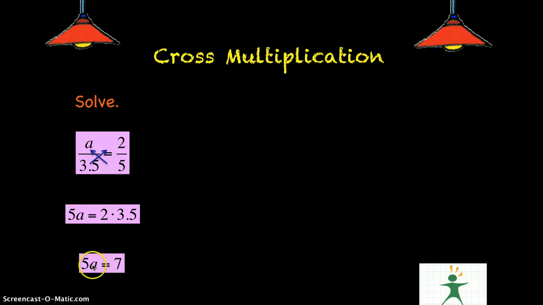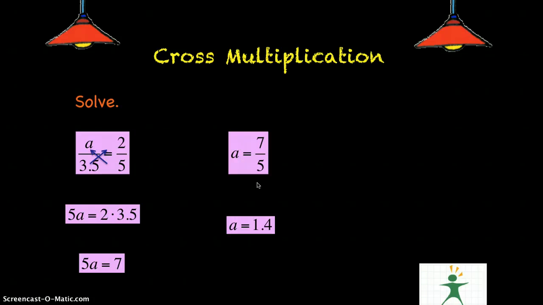And then divide both sides by 5, the number beside your variable, which is your coefficient. So divide both sides by 5. So you will end up with a is equal to 7 out of 5, or 7 divided by 5. Now, using division, 7 divided by 5 will give you 1.4. So a is equal to 1.4.